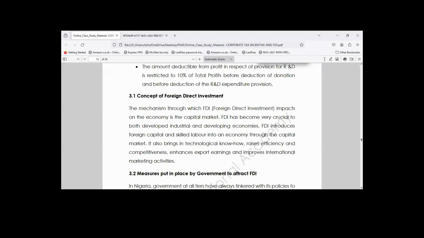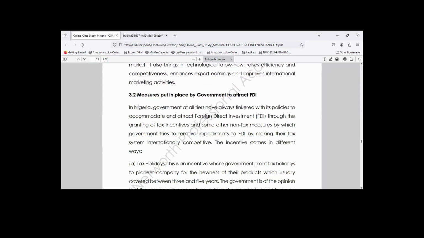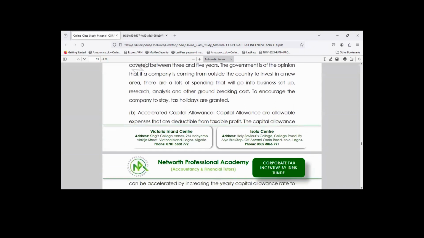So, in this case, let's look at measures put in place by government to attract foreign direct investment. What are those measures? Number one, by giving tax holiday. If they give tax holiday, pioneer legislation, there will be more foreign direct investment. Number two, accelerated capital allowance. By giving the accelerated capital allowance, more foreigners will come into Nigeria.